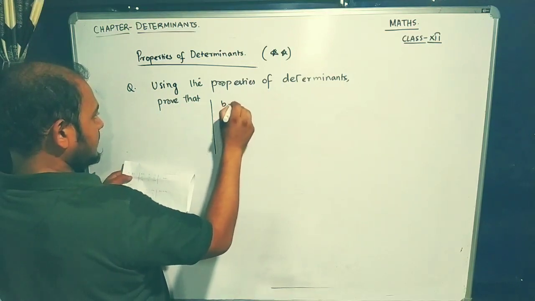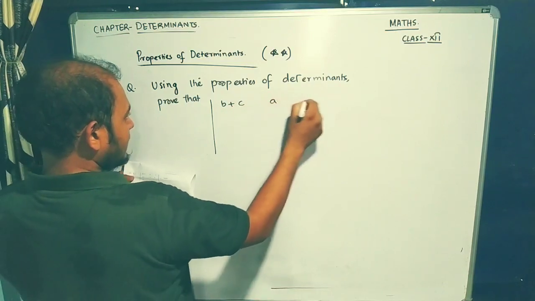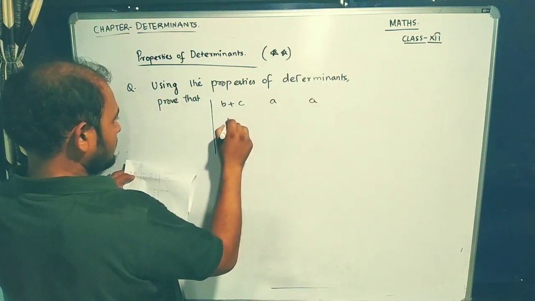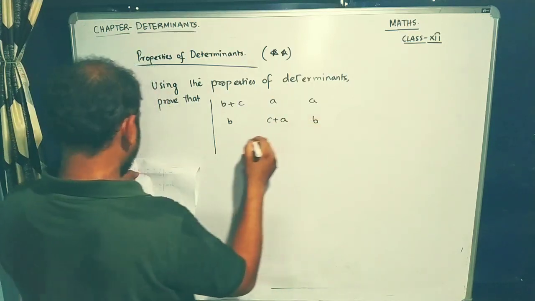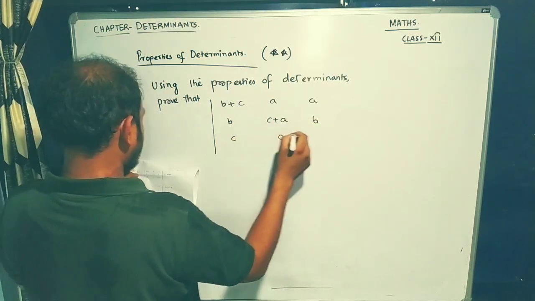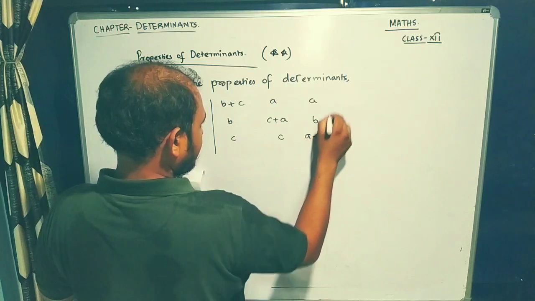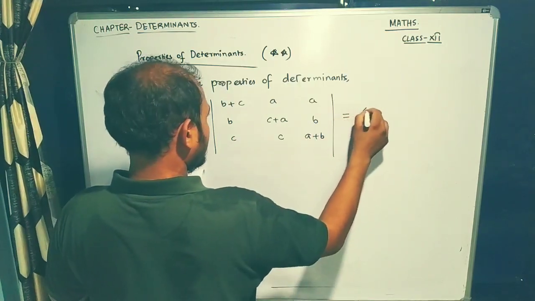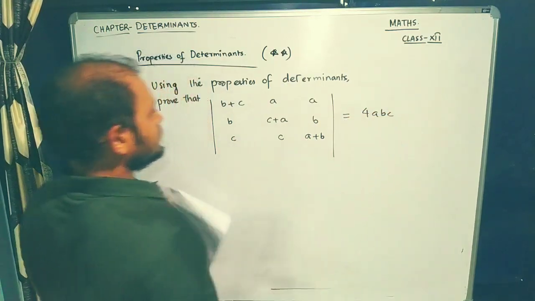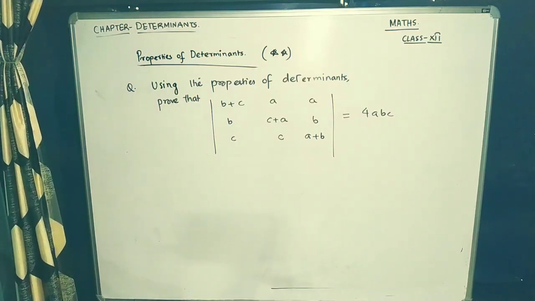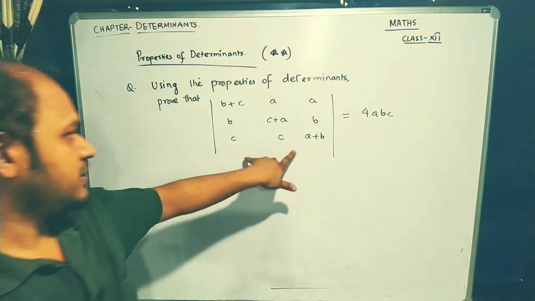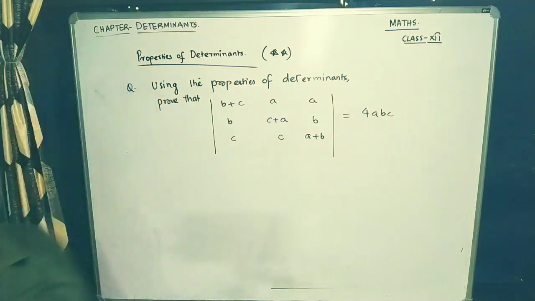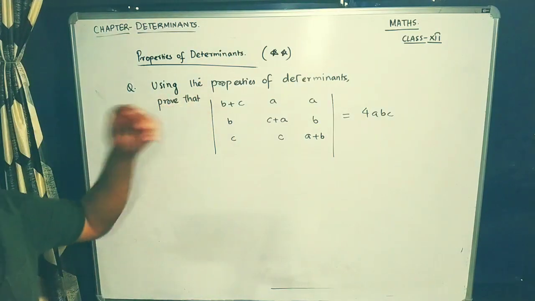determinant B plus C, A, B; C, plus A, B; C, A, plus B, this determinant is equal to 4ABC. So using the properties of determinants, you have to prove that this determinant is equal to 4ABC. This is the question, using only properties of determinants.